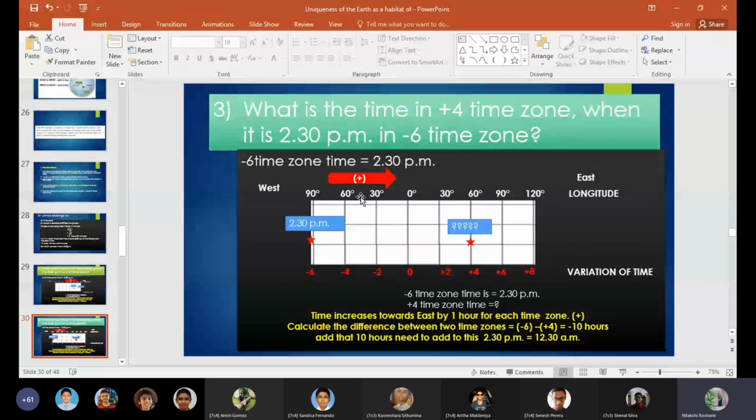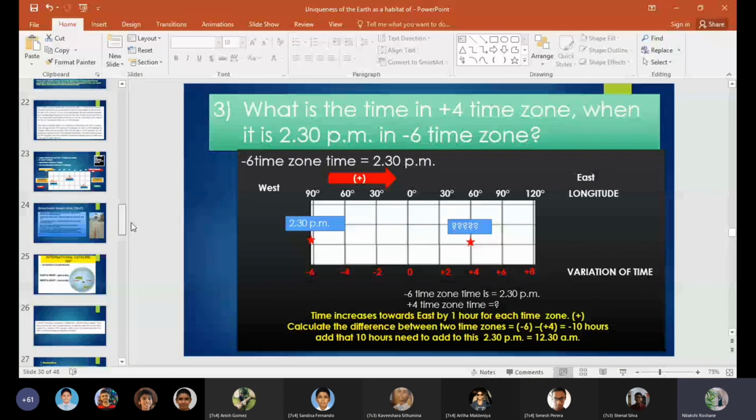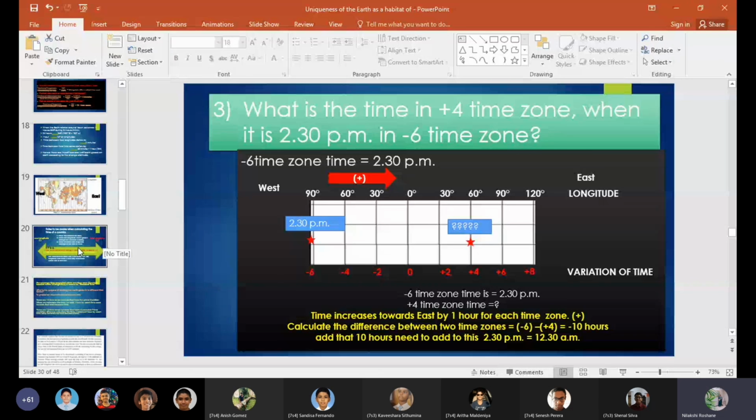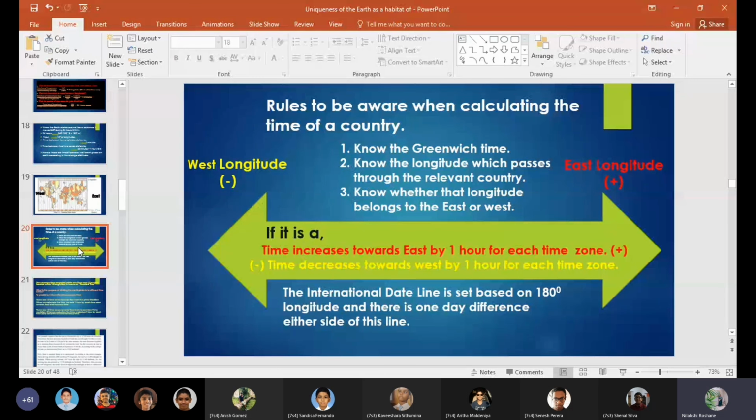What is the concept that we learned earlier? If you are traveling from west towards east, what will happen to the time? It is in the slide that I explained earlier. First quickly go through this: read the rules to be aware of when calculating the time of a country. First, what do you have to do?